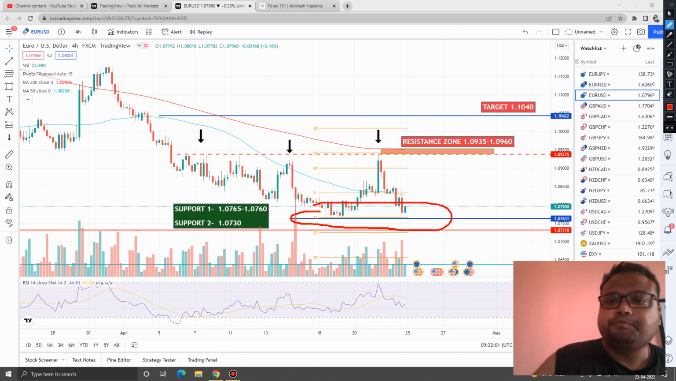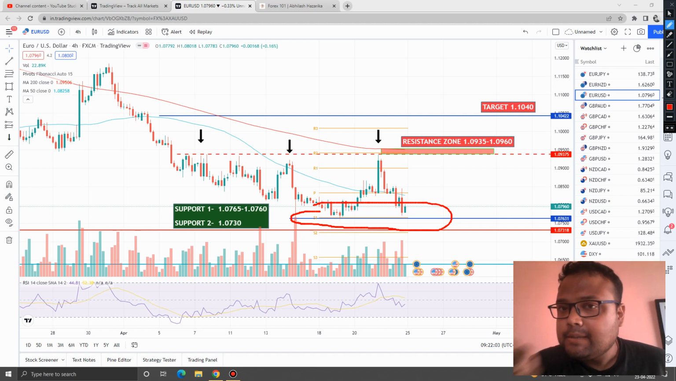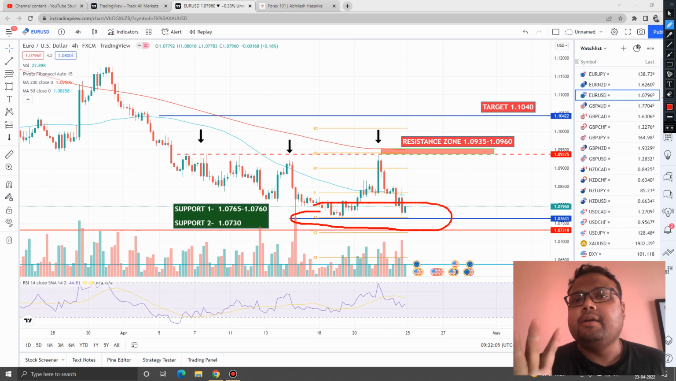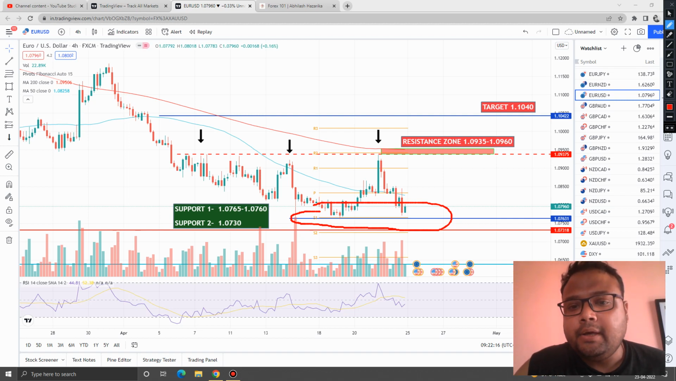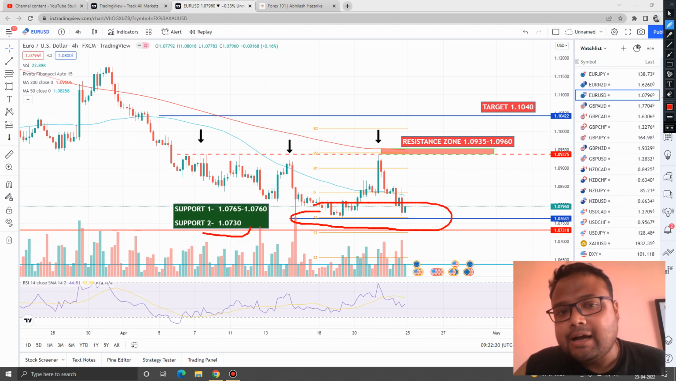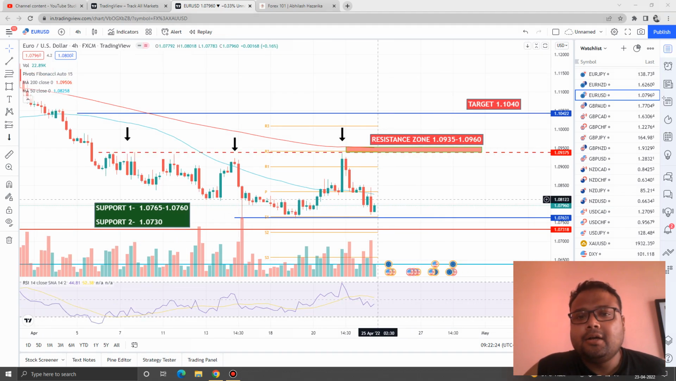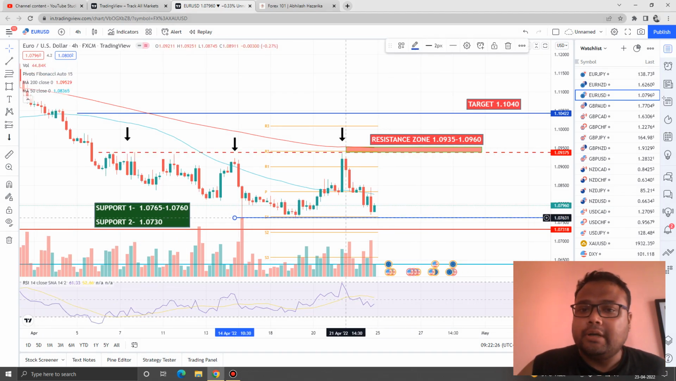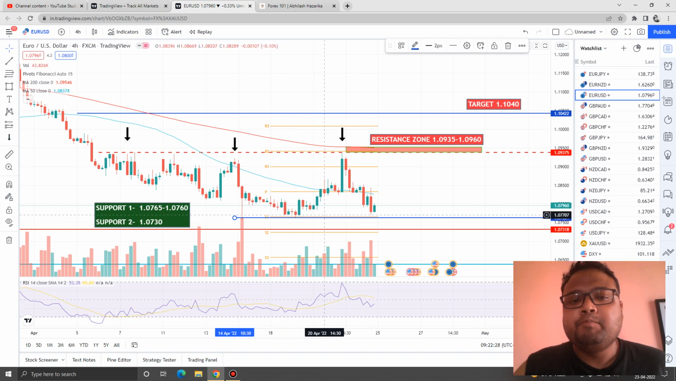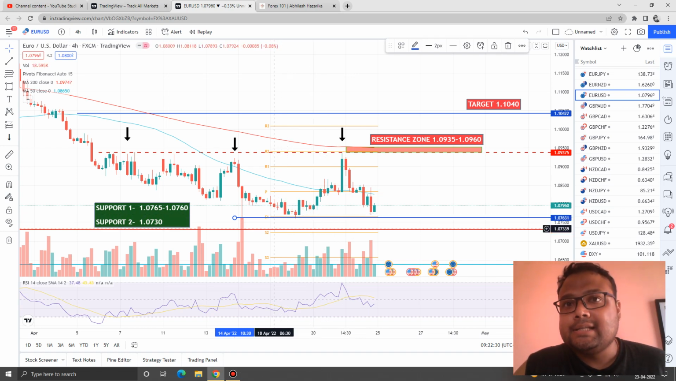Because this support zone is playing really very well. In case Euro USD also breaks this support, no need to exit immediately. Your stop loss should be below 1.0730. I have mentioned it as support 2. Right now Euro USD is taking support around the blue line that I have drawn here. The red line is the second support zone.